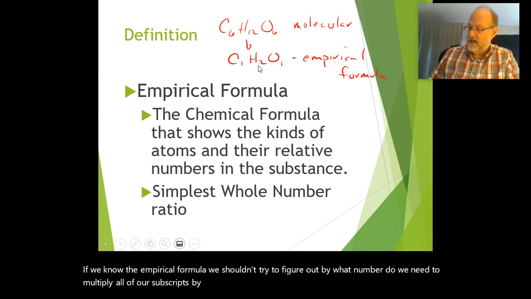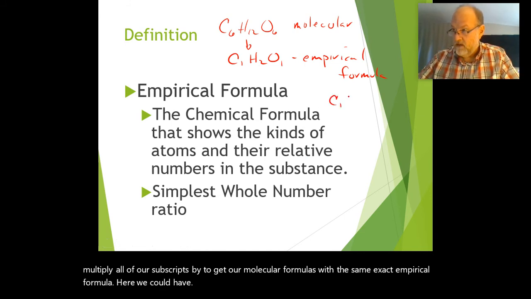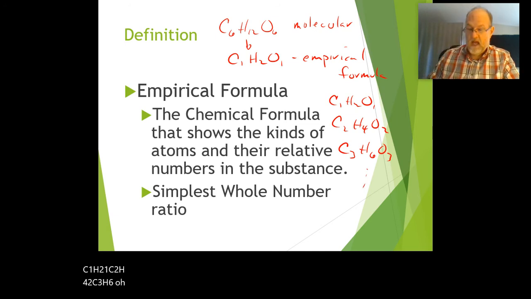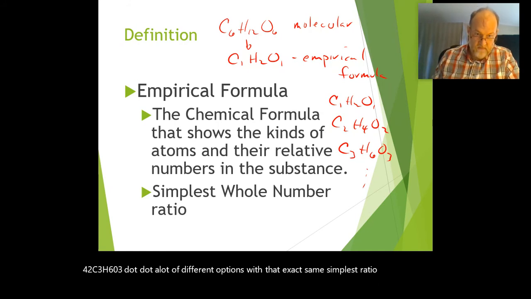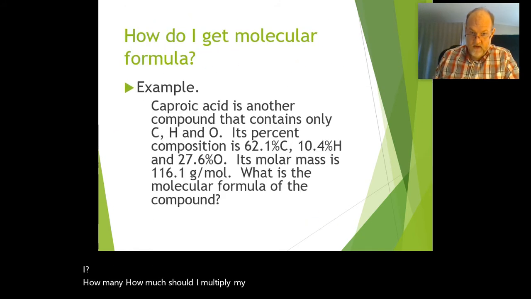Because with the same exact empirical formula, we could have C1H2O1, C2H4O2, C3H6O3, dot, dot, dot. A lot of different options with that exact same simplest ratio. How much should I multiply my subscripts by? So here's how you do this.